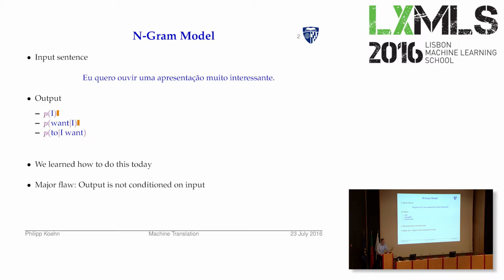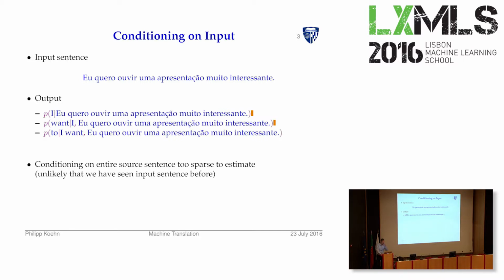It has one major flaw, it's not conditioned on the input at all, so it just produces an English string without any actual connection to the Portuguese. So how are we going to get the Portuguese in? The one idea is to just put it also in the conditioning context. So we're going to produce the word "I", given that that is our Portuguese string. And then when we produce the word "want", we also condition on "I" and the entire Portuguese string.